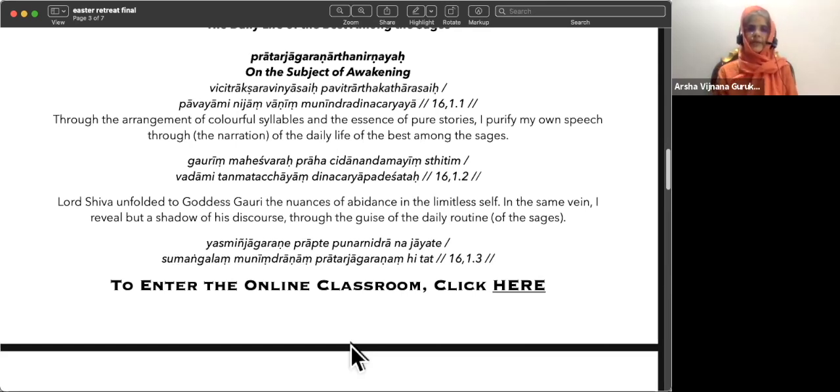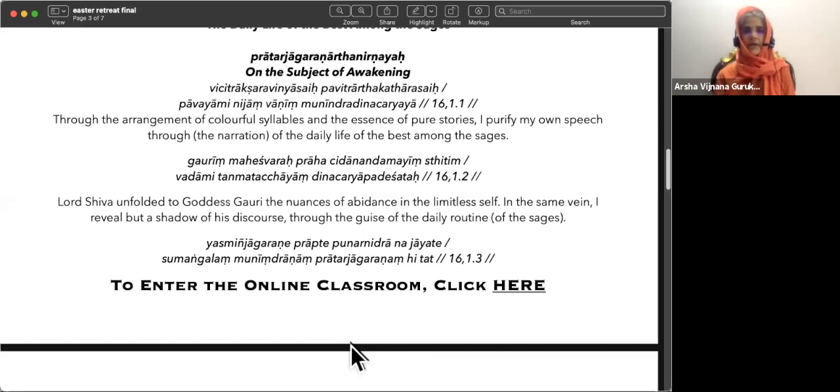Yasmin, in which Brahman, in which knowledge of Brahman, Yasmin Jagarane prapte, when the awakening takes place, Punar nidra na jayate. One does not go back to sleep. Sleep does not come again. Sumangalam munindranam. Munindranam pratar jagaranam sumangalam hi tat. Tat pratar jagaranam. So the tat goes with pratar jagaranam. So the waking up in the morning, that waking up in the morning, tat pratar jagaranam. Who's waking up? Munindranam, of the most exalted of sages. Sumangalam means most auspicious. The waking up from ajnanam to jnanam is the most auspicious waking up. We'll see more about that.